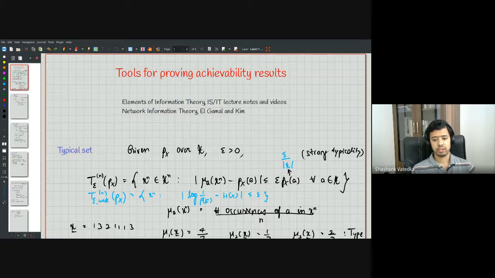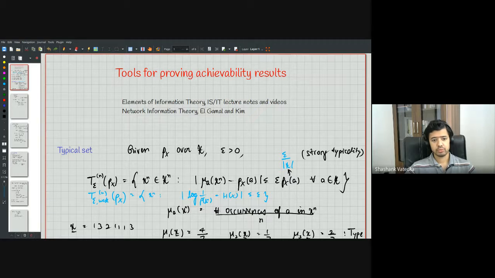So the decoders that we will use will make use of typicality in some sense. Once we define these notions of typical sets, we'll see how these will be used to define appropriate decoders. And we'll also see what is the geometric interpretation for typicality and why it is so extensively used and why it is so intuitive to think about typicality in some sense.